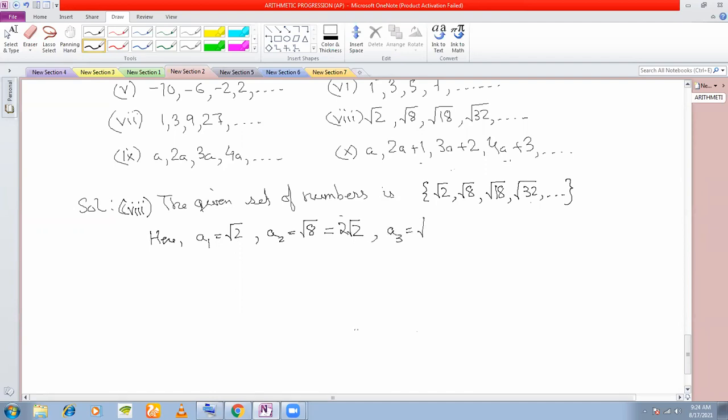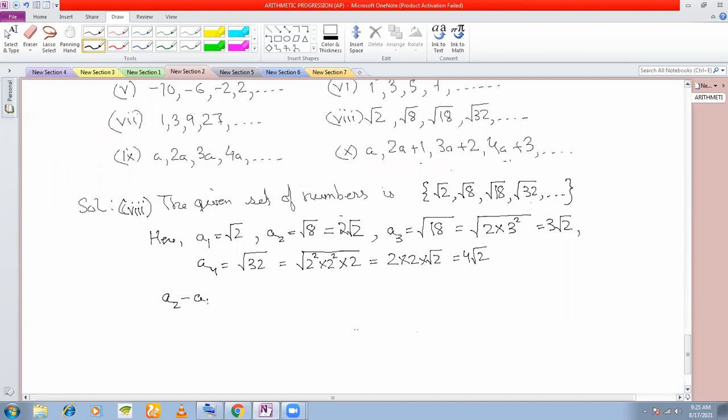A3 is root 18, which if you prime factorize can be written as 2 into 3 square. That means this is 3 root 2. And A4 is square root 32, which you can write as 2 square into 2 square into 2, which can be written as 2 into 2 into root 2, which is equal to 4 root 2. Now it will be easier for us to check and take the differences.